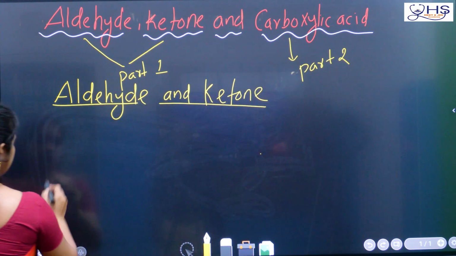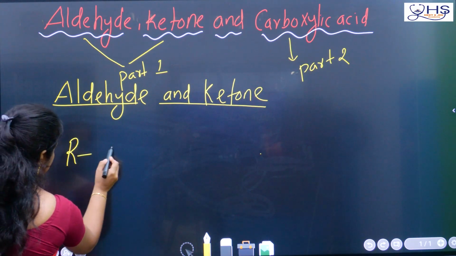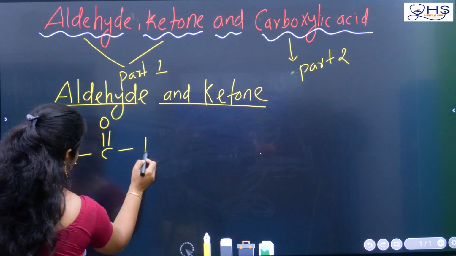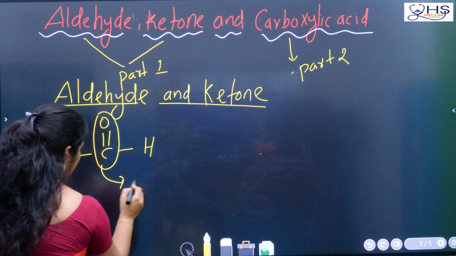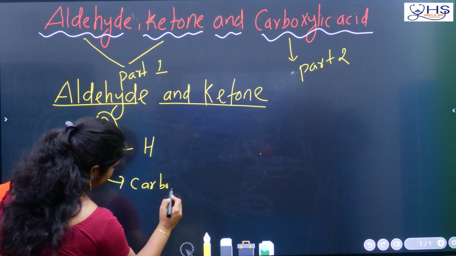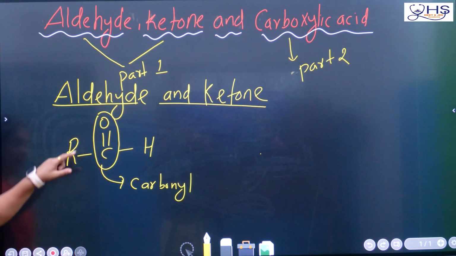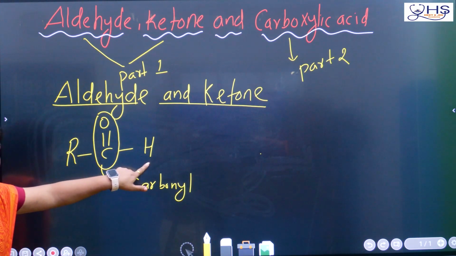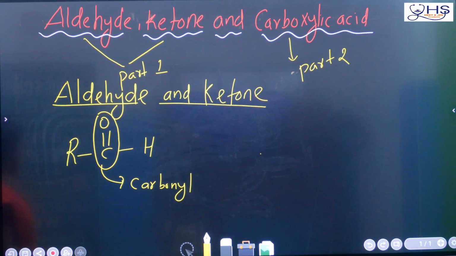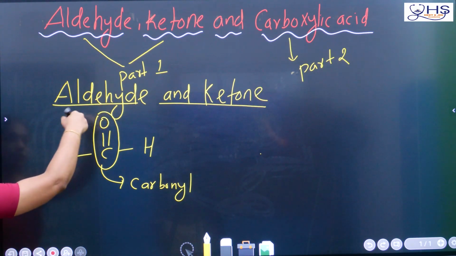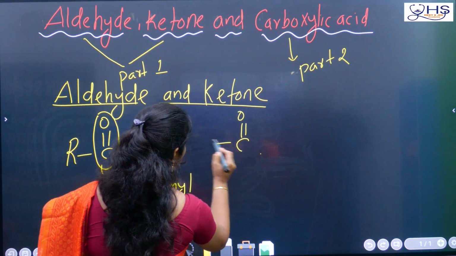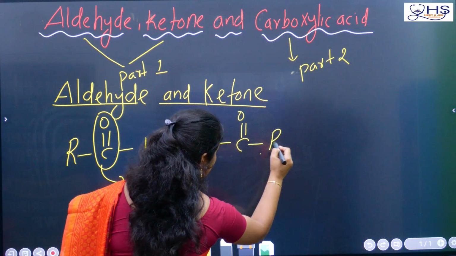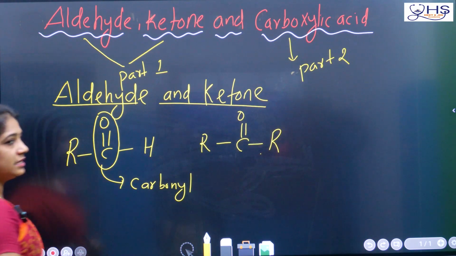What is aldehyde? R-C double bond O. This C double bond O group is known as the carbonyl group. With the carbonyl group, one side hydrogen and another side alkyl group, this functional group is aldehyde. If I am taking a carbonyl group and both sides you have alkyl groups, this compound is known as ketone.